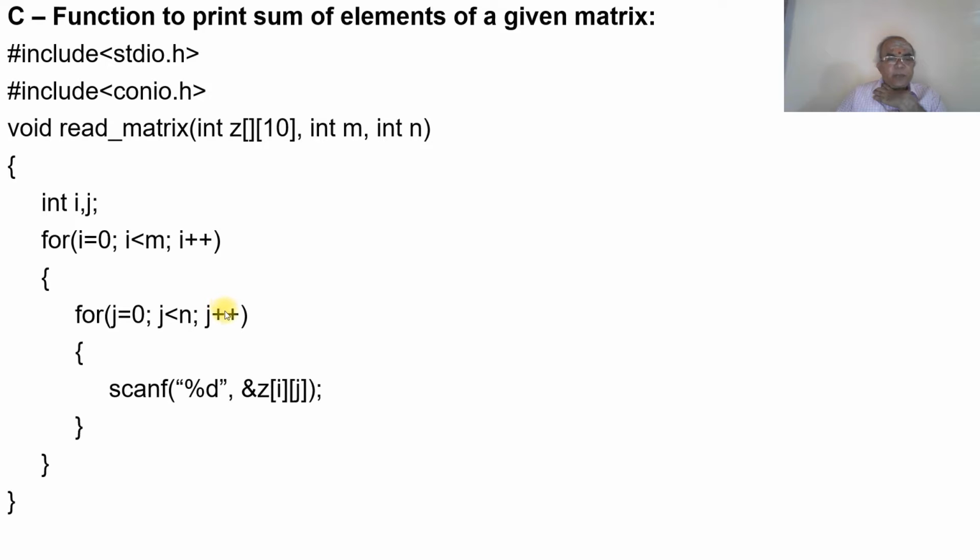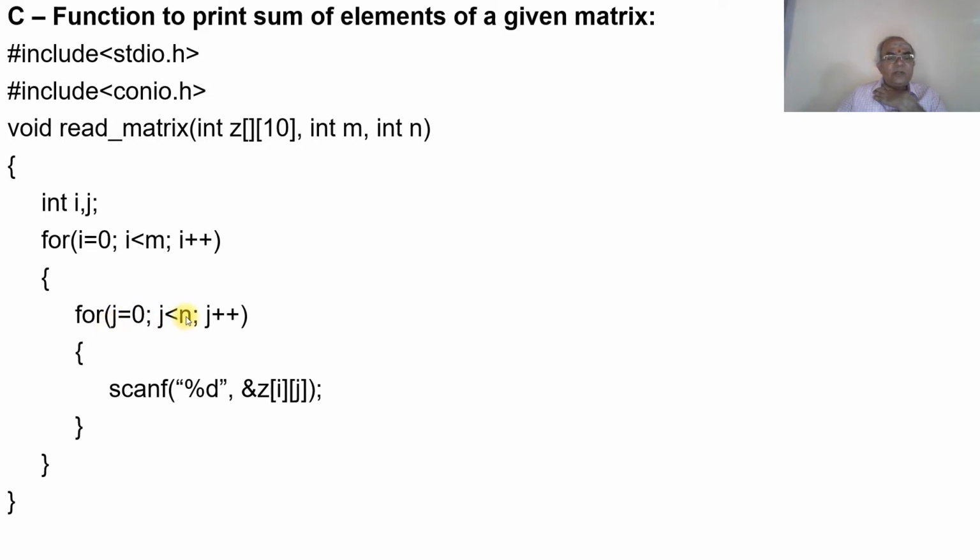Then j is incremented by 1. So 2 plus 1 becomes 3. Is 3 less than 3? No, it comes out of the inner loop and comes to the outer loop. i is incremented, 0 plus 1 becomes 1. Is 1 less than 2? Yes. Then it enters into the loop.